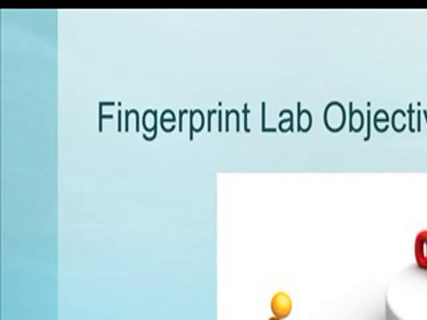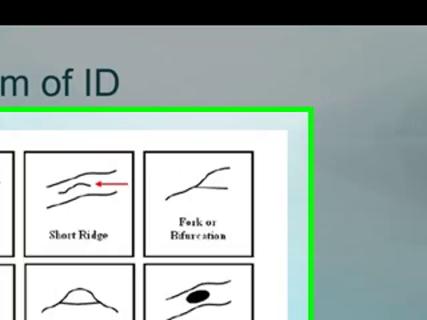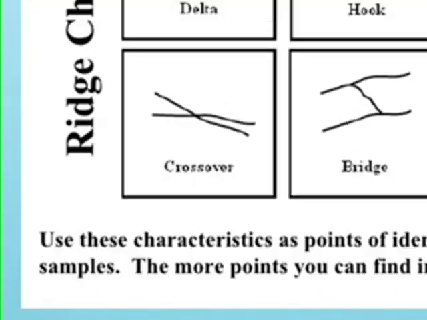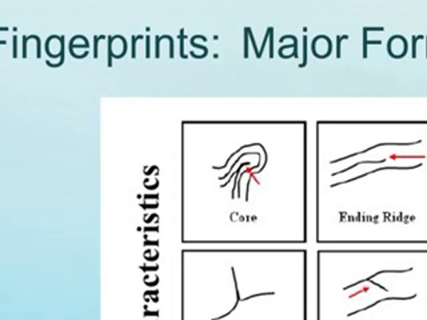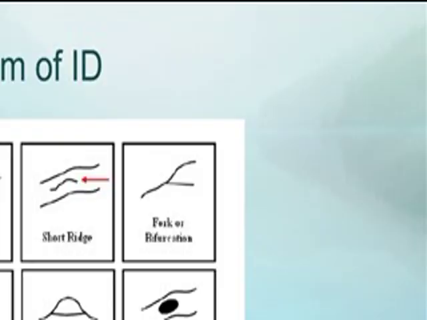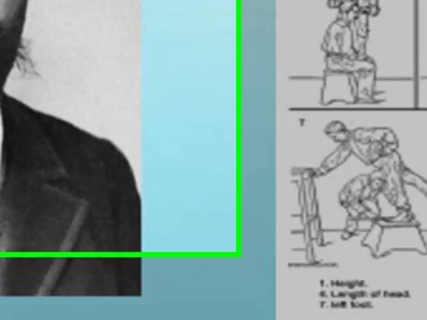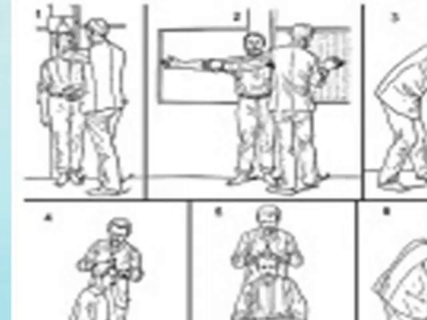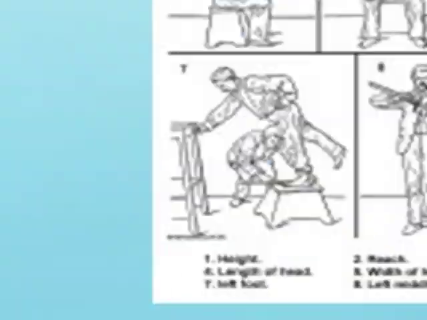Welcome to the C2 Pipeline Innovation and Curiosity Center Impression Evidence Fingerprints Lab. By the end of this lab, you should be able to understand the history of fingerprinting, understand how fingerprints form, identify different types of fingerprint patterns, understand the different methods of fingerprint detection, and use a lifted print to identify the subject.